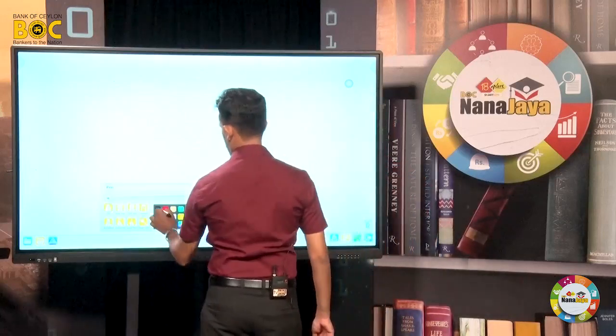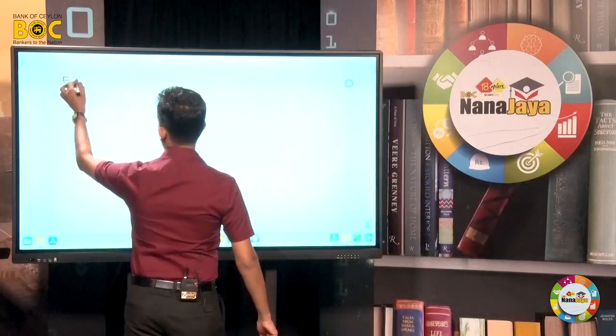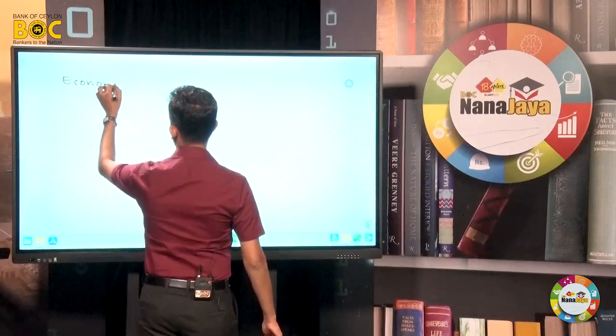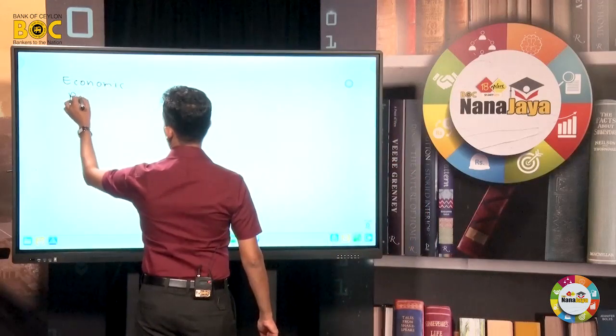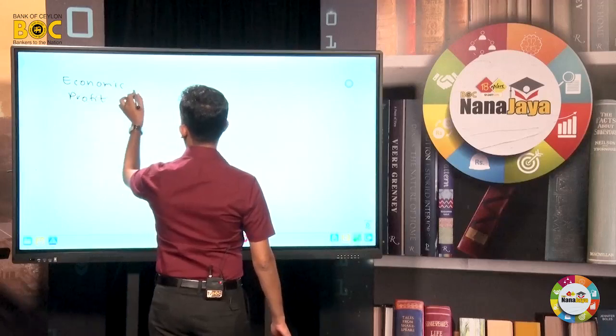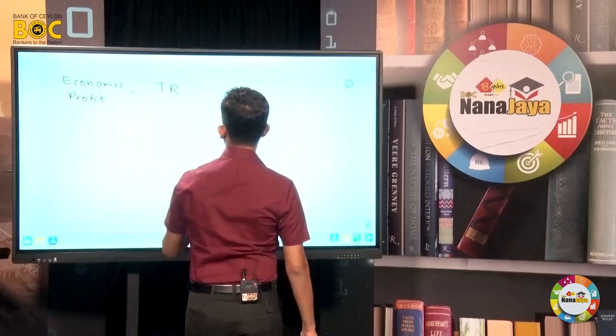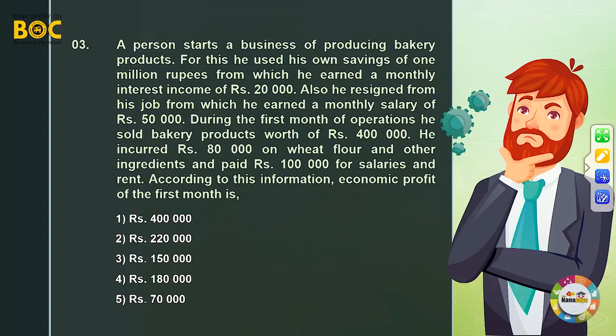Again, economic profit is total revenue minus economic cost. We will calculate the economic cost based on the given information. A person starts a business of producing bakery products. For this, he used his own savings of 1 million rupees, from which he earned a monthly interest income of rupees 20,000.